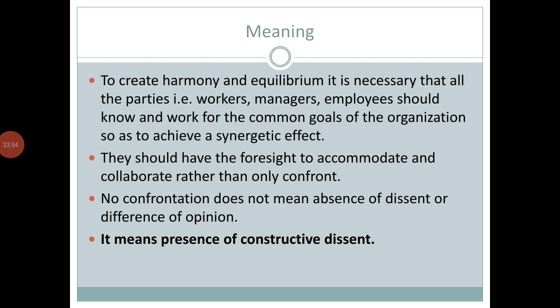Then, when we consider industrial relations, it means presence of constructive dissent. Constructive dissent means what? There should not be a difference in the opinion of the employer and employee. Both employer and employee should have the same kind of attitude, the same kind of viewpoint.